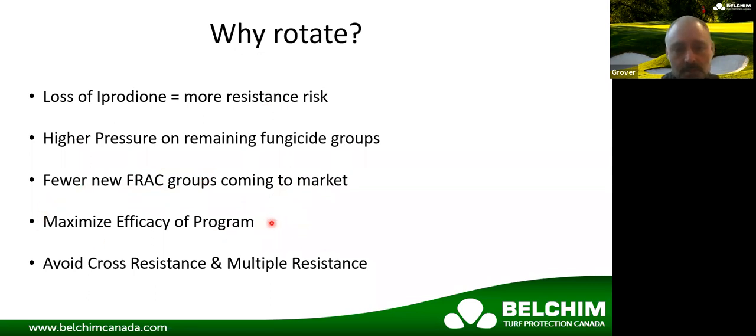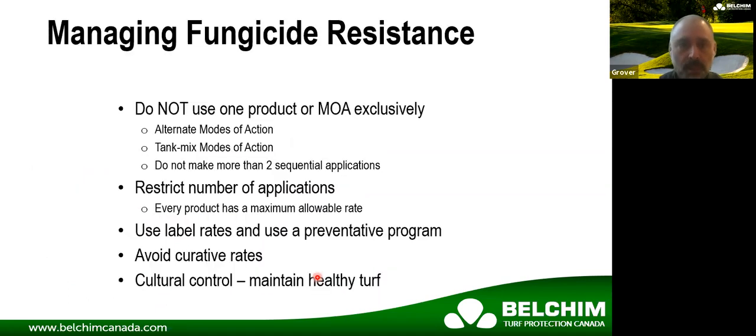And these fungicides cost money, and I get it. You want to maximize the efficacy of your programs, and you want to avoid those scenarios I talked about, cross-resistance and multiple resistance. So how do we manage for fungicide resistance? Don't use just one product or mode of action exclusively. You want to alternate your modes of action. Tank mix them if possible. It would be great to put a systemic and a contact in the tank. And never make more than 2 sequential applications, okay?